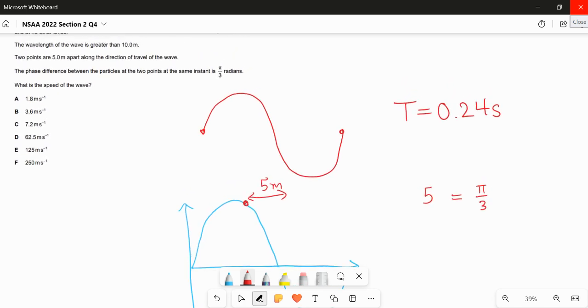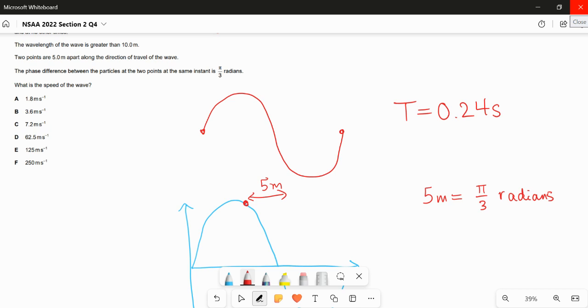So, what is the speed of the wave? Well, we've got the time period, so we just need to work out the wavelength. And they've given us that 5 meters of gap is equivalent to pi/3 radians. Like here.